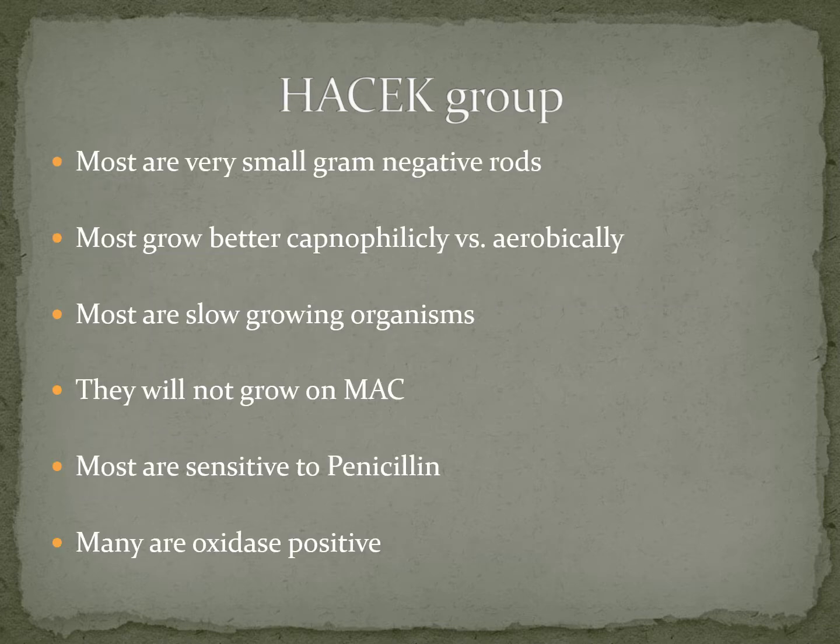Some characteristics that are common to the organisms among this group: they are small gram-negative rods. They grow better capnophilically versus aerobically. Most are slow-growing organisms. They will not grow on MAC even though they are gram-negative. Most are sensitive to penicillin, and many of these are oxidase positive. Anytime we're determining if we have a HACEK organism, it's important to do an aerotolerance test where we put the organism on plates that are aerobic versus plates that are in a capnophilic environment. If they grow best with CO2, then most likely they are a HACEK organism.